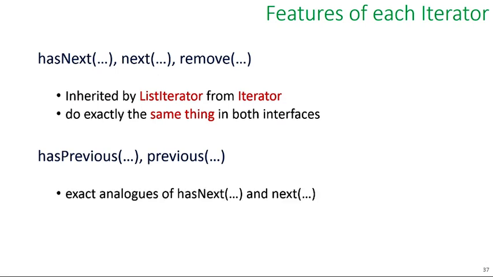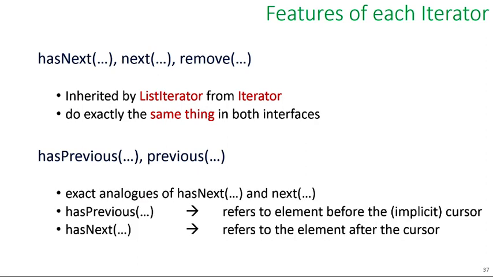So these are still available. They do exactly the same thing. And then we have 2 new methods, has previous and previous, that are exactly the analog of the other ones, okay? I was going to say of the previous one. It's a little confusing, but so the same thing you can test if you have an element before you. So when you start iteration at the beginning of the list, this is where you are not going to have a previous element, okay, to start off with.